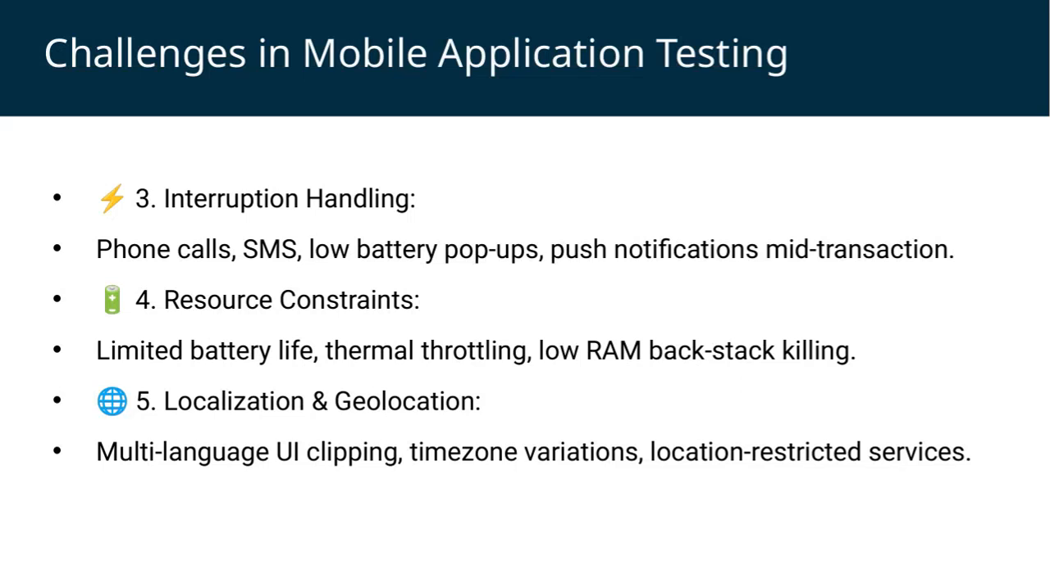When we test mobile applications, we face some unique challenges that can really trip us up. First, interruption handling, things like phone calls, text messages, or push notifications popping up right in the middle of a transaction. Then, resource constraints, limited battery life, devices slowing down due to heat, or apps getting killed because of low memory. Finally, localization and geolocation, making sure the app works across different languages, time zones, and location-based restrictions. These factors make mobile testing a complex puzzle to solve.